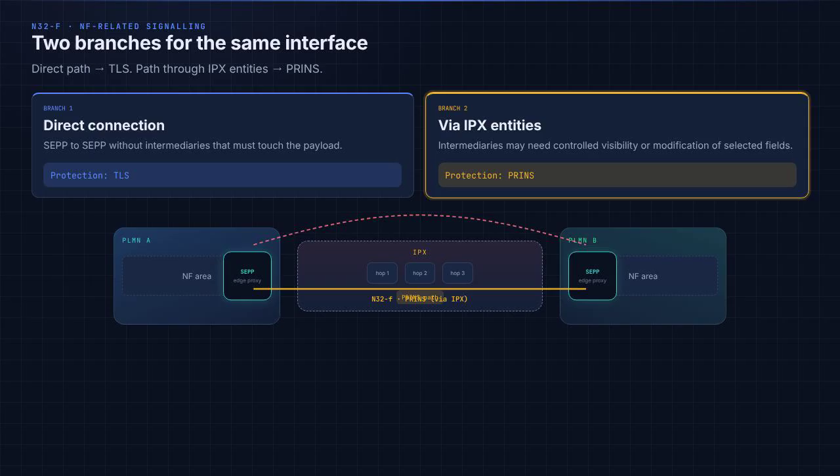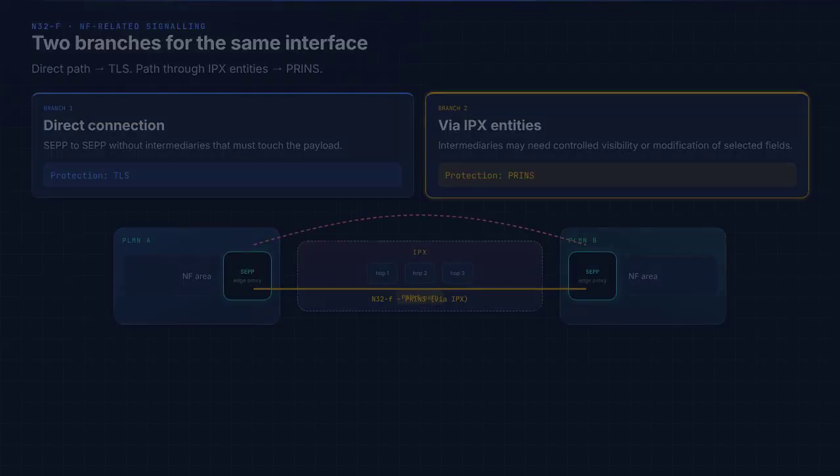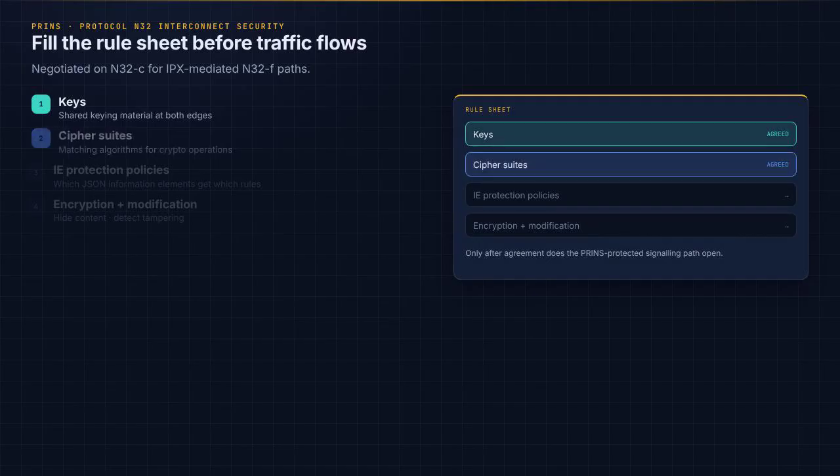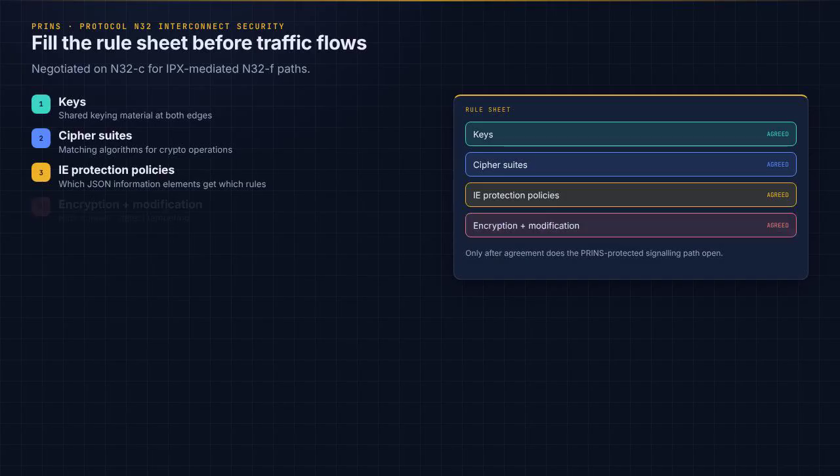You cannot pick the right branch until both SEPPs know what the interconnection looks like and what each side can support. Zoom into PRINS. Do not treat it as a magic label. Build the agreement the way the SEPPs do, piece by piece.